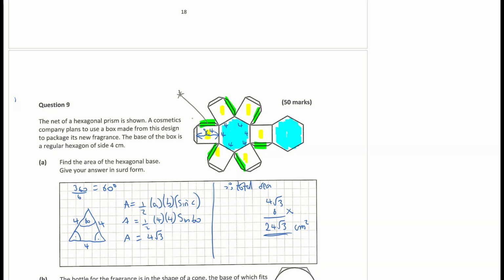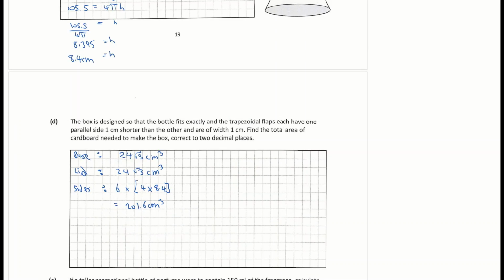And they also tell us then it's 1 centimeter thick. So let's go down and multiply out those 6 times. So I'm going to call it 6 flaps, and I'll call them the vertical ones. As the box is full, they'd be the sides of the box. So let's multiply them out.